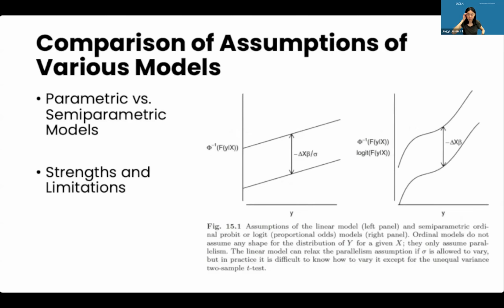On the other hand, as I'm showing here, the ordinal model assumes the following: assumptions of the linear model on the left panel and semi-parametric ordinal probit or logit on the right-hand side. Ordinal models do not assume any shape for the distribution of Y for a given Xi. They only assume parallelism. The linear model can relax the parallelism assumption, but in practice, it is difficult to know how to vary it except for the unequal variance two-sample t-test.